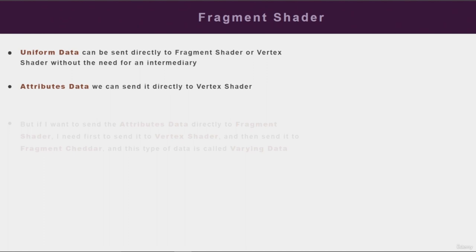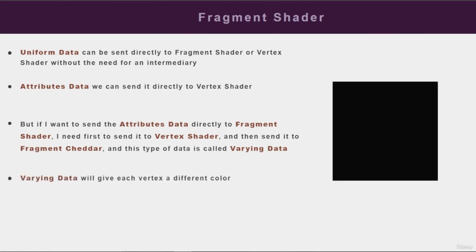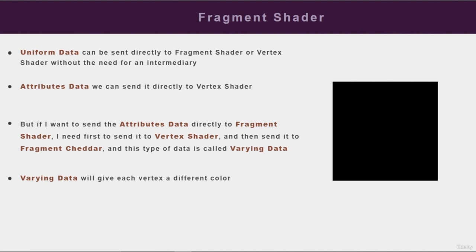But in case we want to send the attribute data to the fragment shader, first, we have to send it to the vertex shader as an attribute, and then we send it from the vertex to the fragment as varying data. And since the varying data differs from one vertex to another, the mesh will be colored by different colors. For example, the first vertex color will be green, the second vertex color will be yellow, the third vertex color will be gray, and the fourth vertex color will be red.